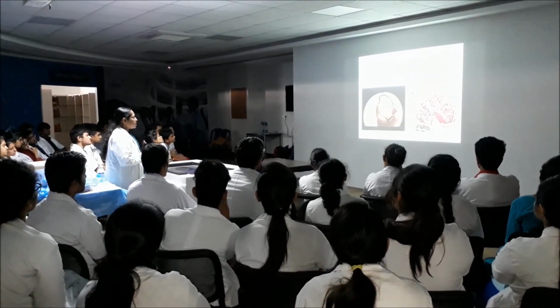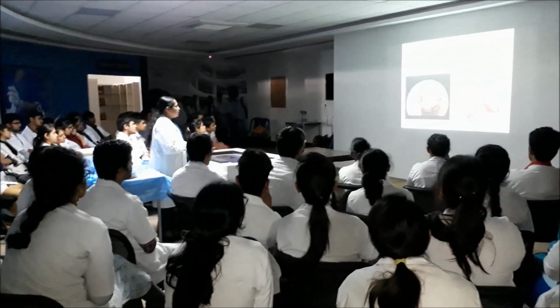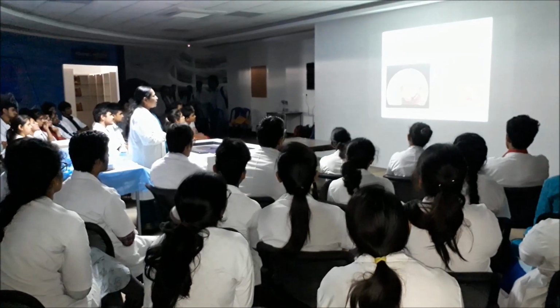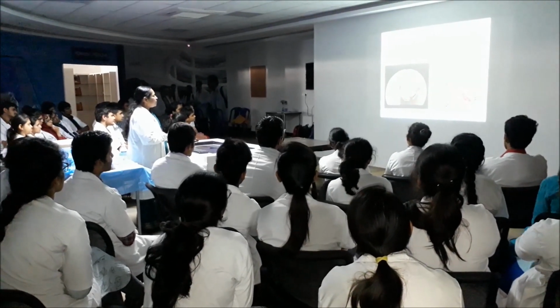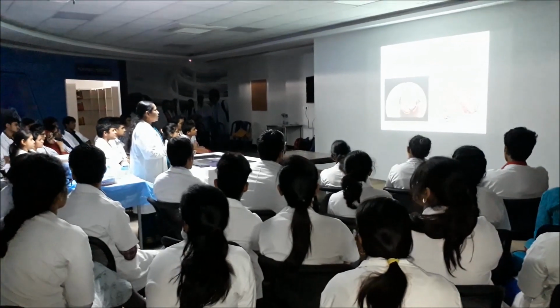You can see the cut section of the eyeball. What is this? Optic nerve. This is the corneal area, and this entire vitreous cavity is filled with pus-like material, and you can see the worm sitting here. Can you see this?